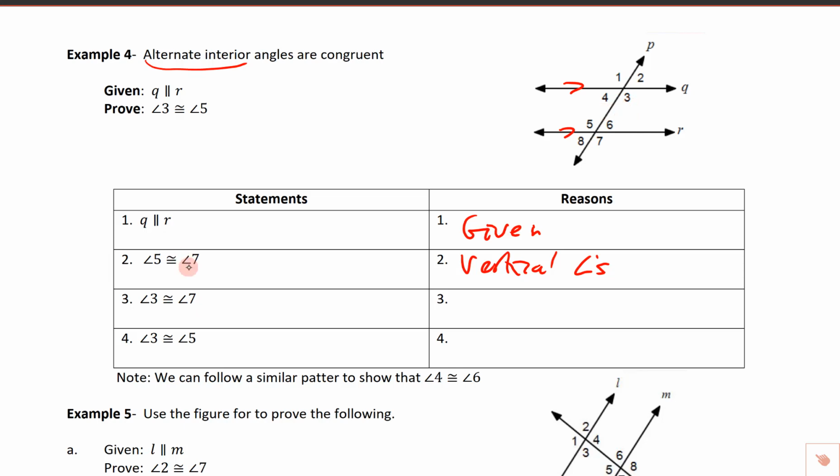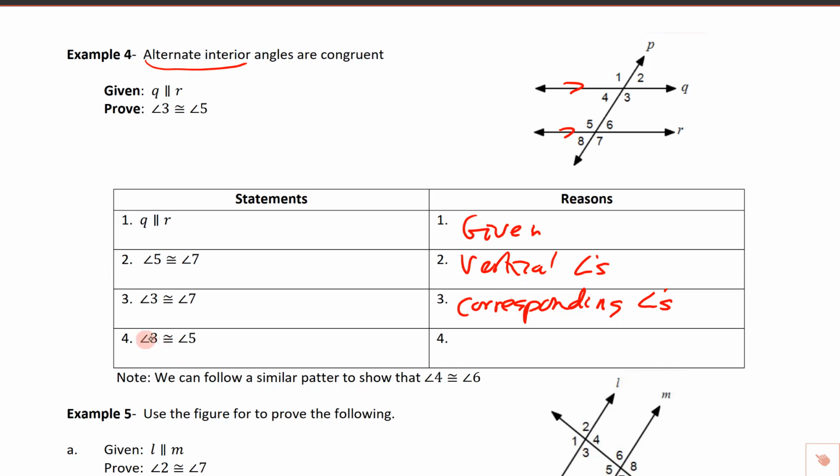Well, we already proved that vertical angles are congruent, so we can use that one. And angle 3 and angle 7, those are congruent because those are corresponding angles. So we just proved both of these steps 2 and 3, corresponding angles. If they're corresponding angles, they're congruent. So we can definitely use those again.